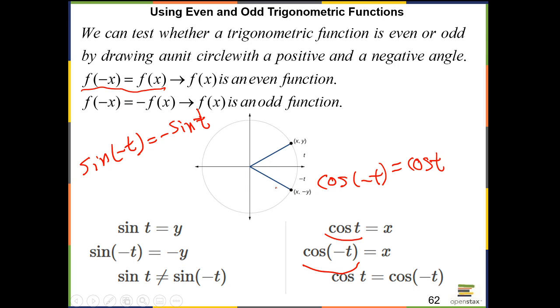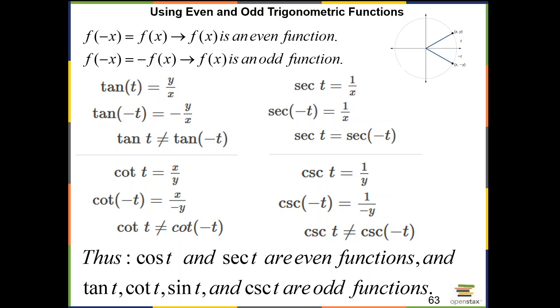And that becomes useful later on. Now, what about tangent and secant and cosecant and cotangent? Well, all of them are related to sine and cosine. So based on that, you can figure out whether tangent is odd or even. Looks like tangent is odd.